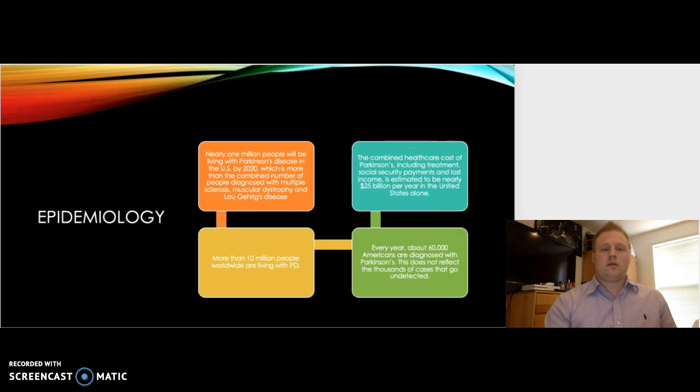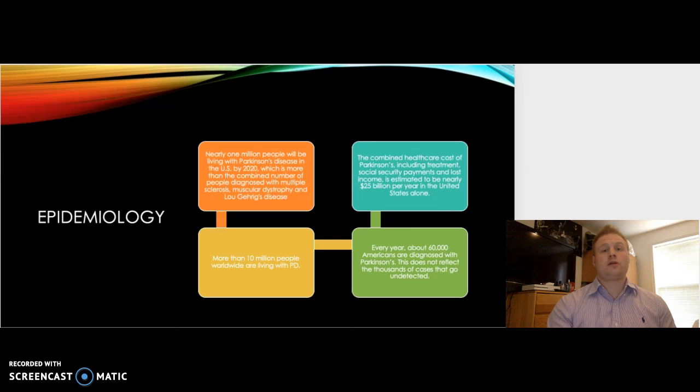Further on, nearly 1 million people will be living with Parkinson's disease in the U.S. by 2020, which is a little scary. That is more than the combined number of people diagnosed with multiple sclerosis, muscular dystrophy, and Lou Gehrig's disease. Currently, there are more than 10 million people worldwide living with Parkinson's disease. And every year, about 60,000 Americans are diagnosed. This doesn't include the thousands of cases that go undetected, like we said, because it is so difficult to have an accurate diagnosis of this disease.